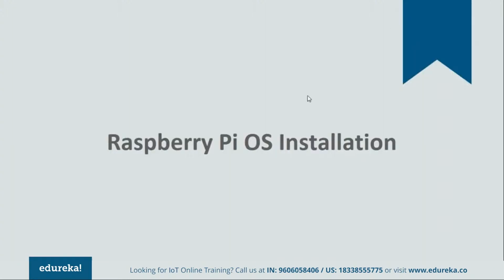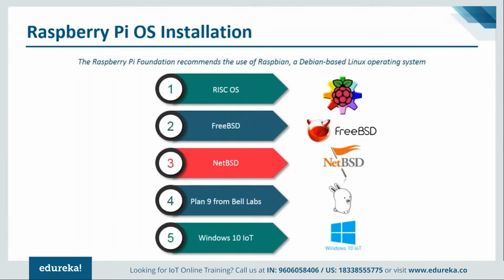Okay, so now let's start with the Raspberry Pi OS installation. I'll help you understand how you can actually install the Raspberry Pi operating system once you've bought the Raspberry Pi. We'll divide it into different parts. First, let me help you understand the different operating systems that are available at present. Raspberry Pi in itself supports multiple operating systems, but we'll mainly be working on Raspbian.